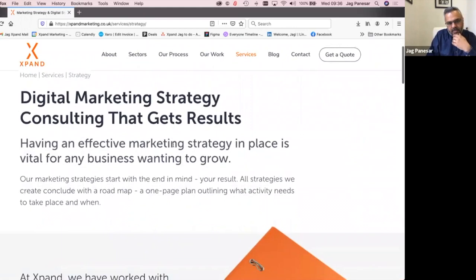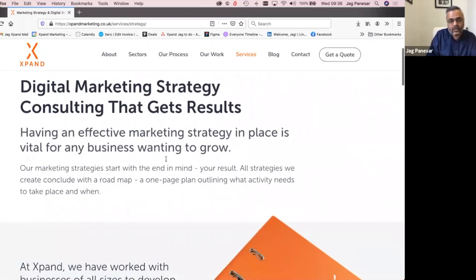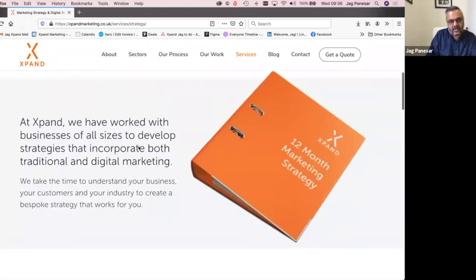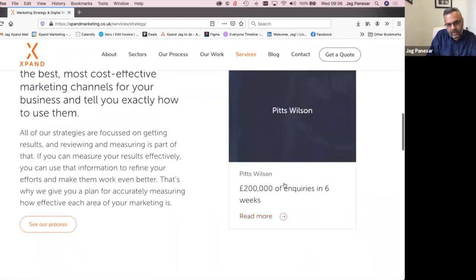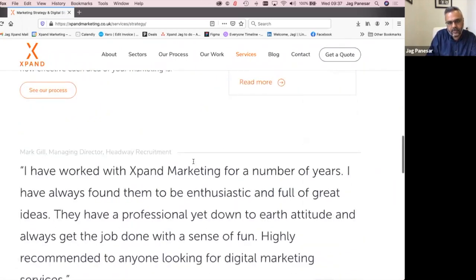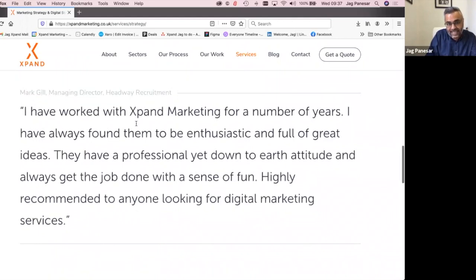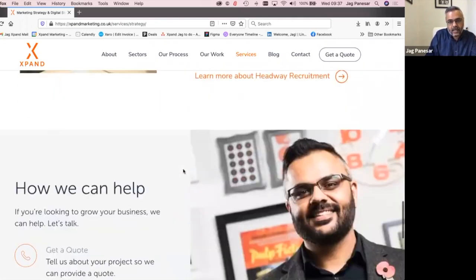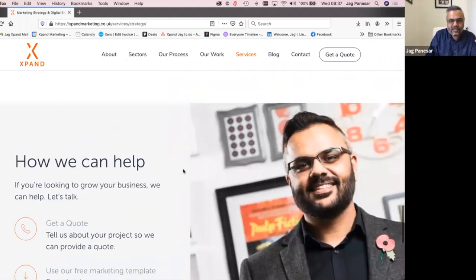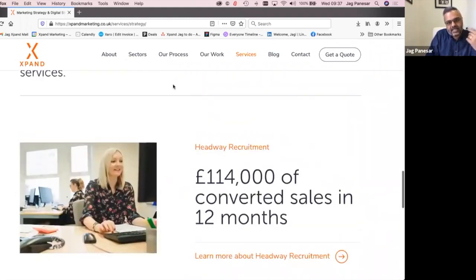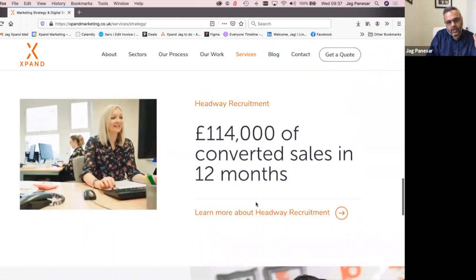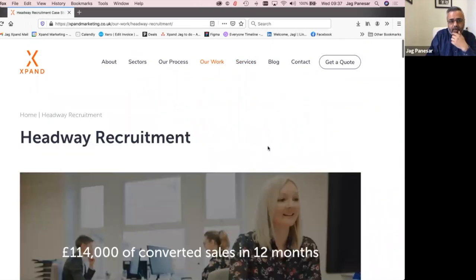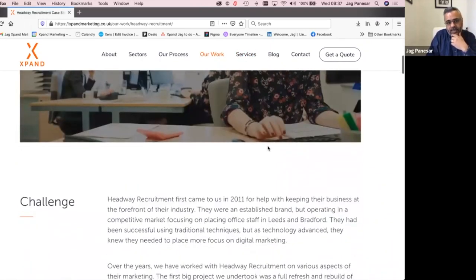So it takes you to the services strategy page, and it talks about what we do in terms of our services in strategy and how it works. Peppered throughout there are examples of results that we've achieved, and something that a client has said about us, Headway Recruitment. And then there's a lovely picture of me at the bottom. So you're onto that page, and again the call to action is, okay, £114,000 of converted sales in 12 months. Let's learn more about Headway Recruitment and what Expand have done for them.